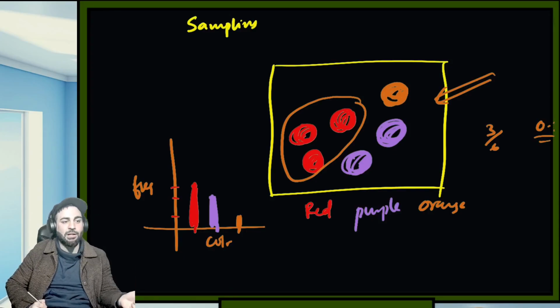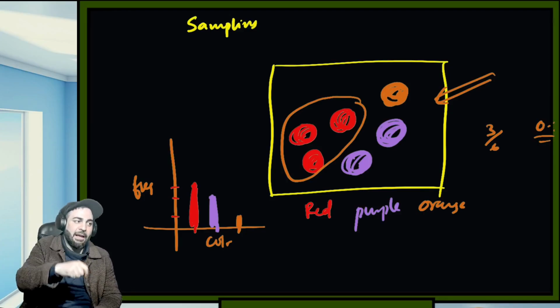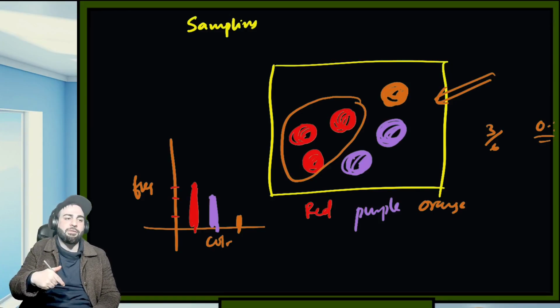So that's where this random word came from. You're basically randomly sampling. It's not that you are just putting a random value. You're randomly sampling out of the distribution which this feature has. Is that clear?